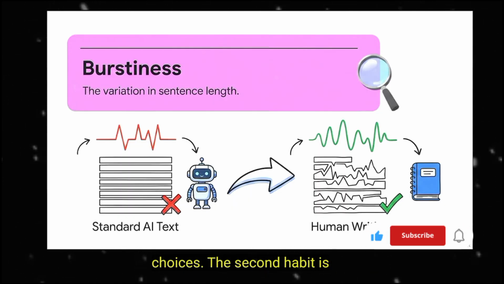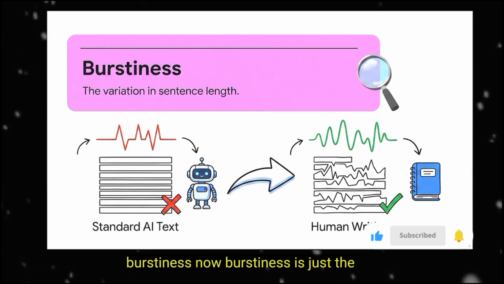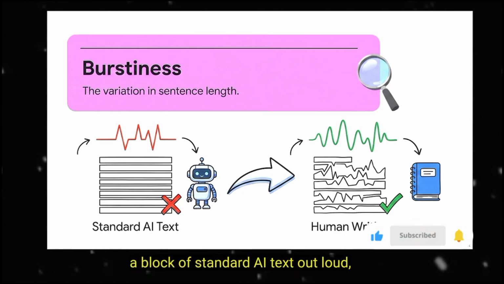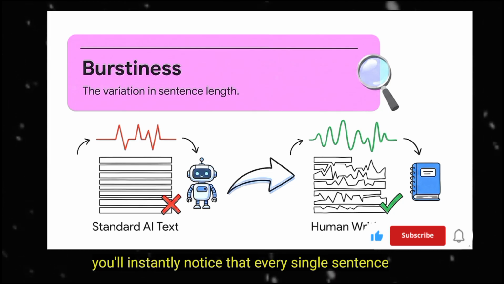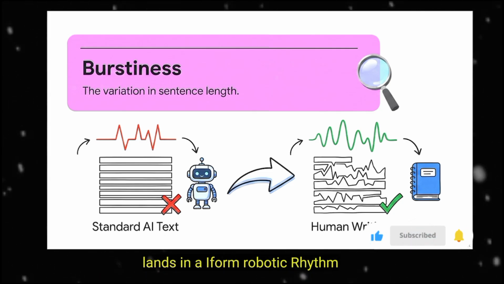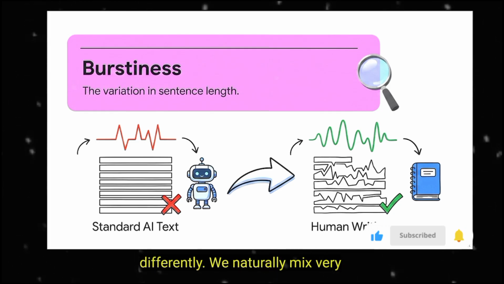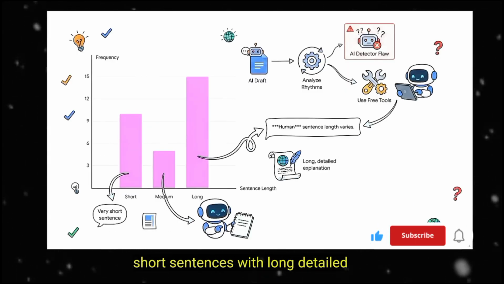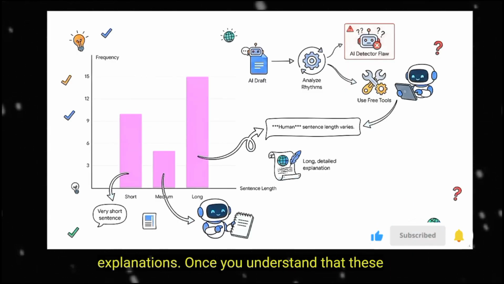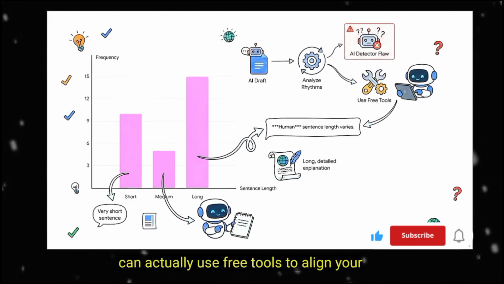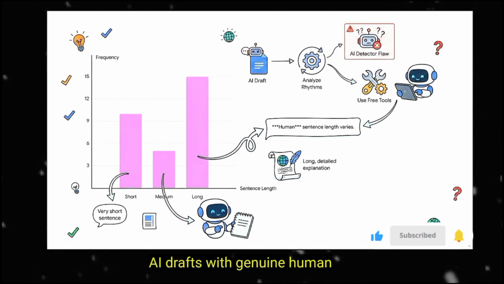The second habit is burstiness. Now, burstiness is just the variation in your sentence length. If you read a block of standard AI text out loud, you'll instantly notice that every single sentence lands in a uniform, robotic rhythm. But human beings, we write a lot differently. We naturally mix very short sentences with long, detailed explanations. Once you understand that these rhythms are just mathematical patterns, you can actually use free tools to align your AI drafts with genuine human habits.